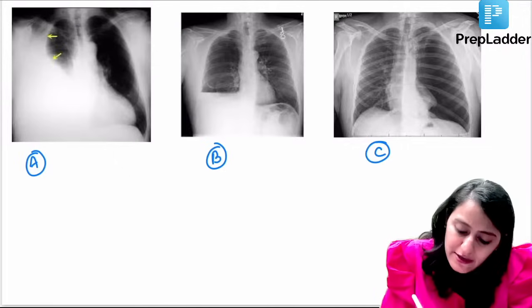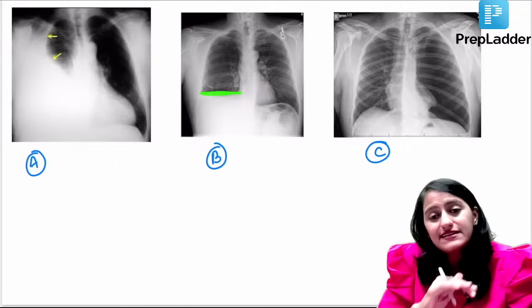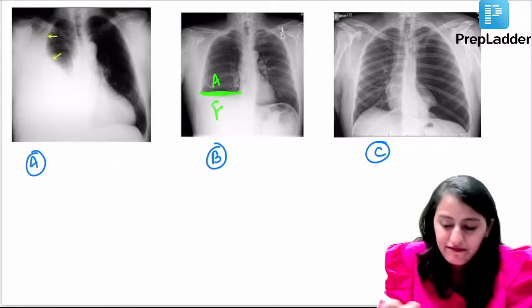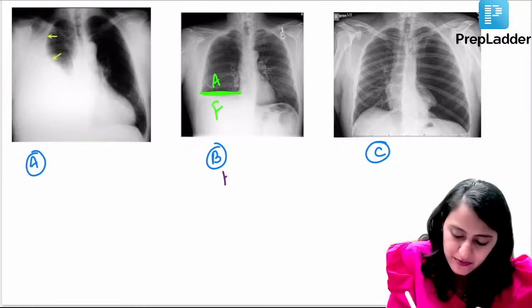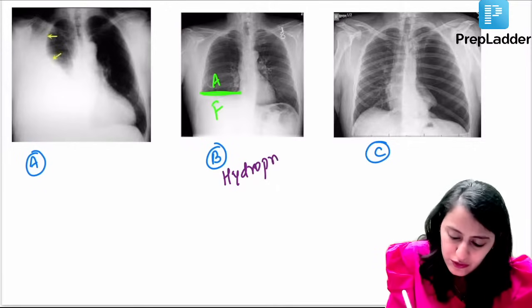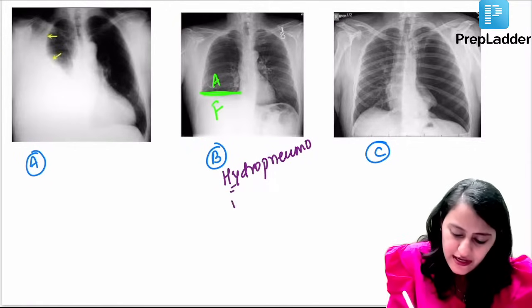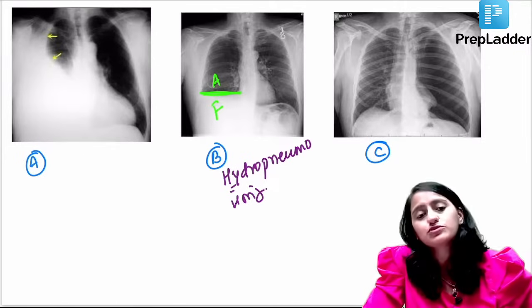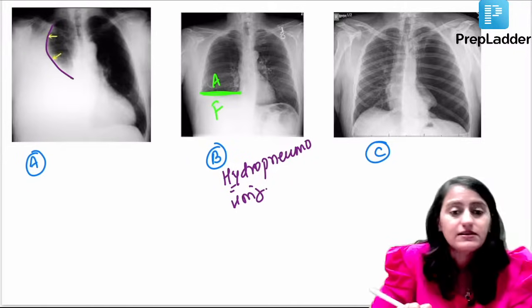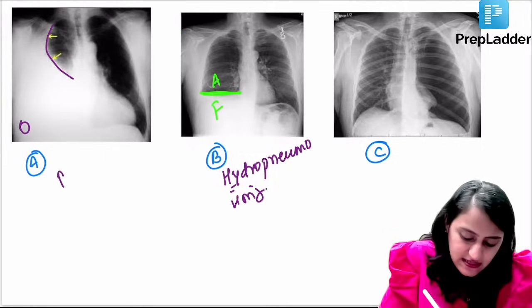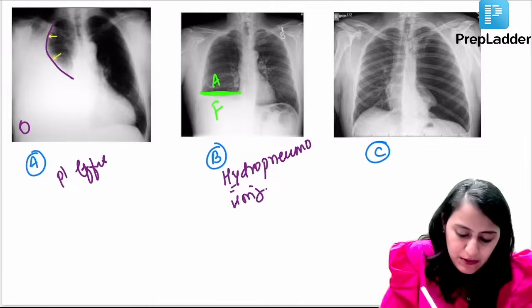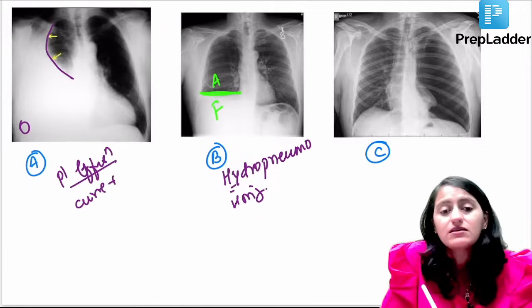When you see a horizontal level, this is the horizontal air-fluid level. So air and fluid both. So this is going to be hydropneumothorax. H for H, horizontal level in hydropneumothorax. A curved level, the blunting of the costophrenic angle, the curve, this is going to be pleural effusion. It has a curve present.